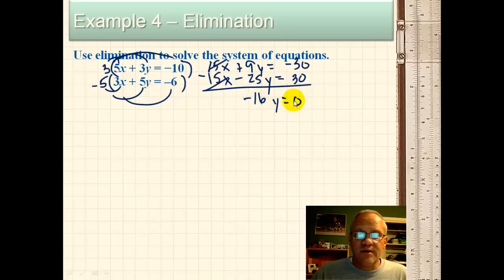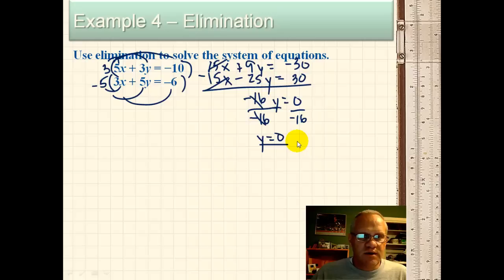Now, don't get freaked out by this 0. 0 is just a number, kind of like anything else. And so if you divide by negative 16, just keep following the same steps here. You see that 0 divided by anything is always 0. So y equals 0. Are we done? Not yet.